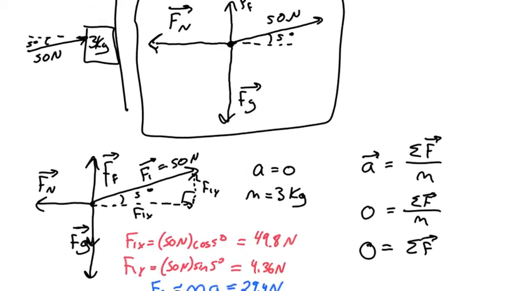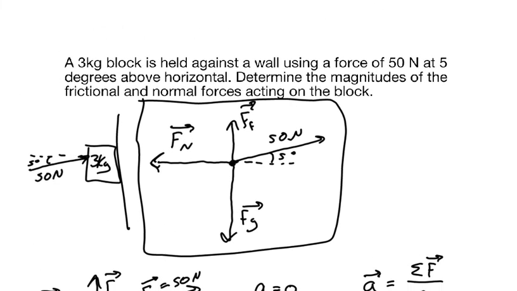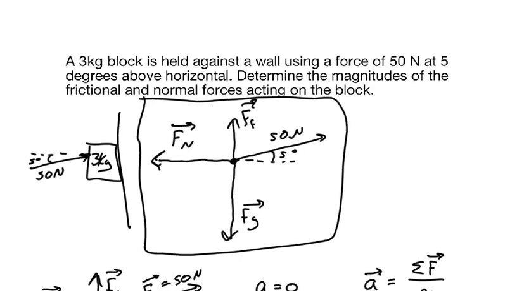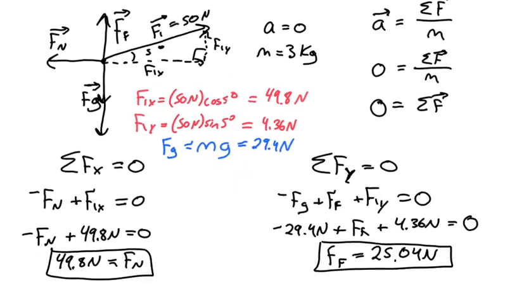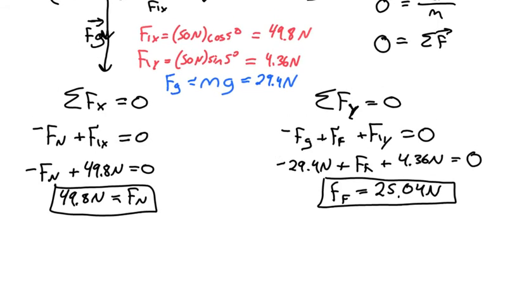Always a good idea to go back and check what the question was, the magnitudes of the frictional and normal forces acting on the block. So for the normal force, we have that 49.8. The frictional force, we get 25.04 newtons, and we are finished.